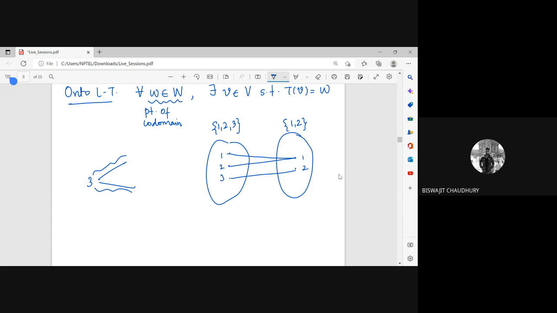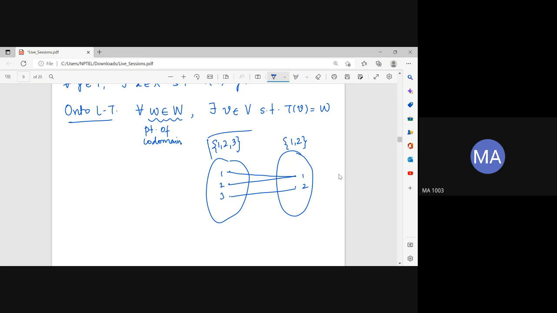And there has to be 0 on both sides or not? I'm just talking about a general function, not a linear transformation. This is my set. This is my domain. This is my codomain.